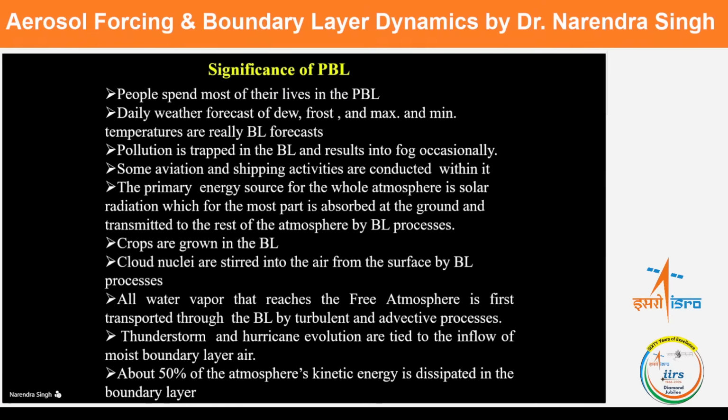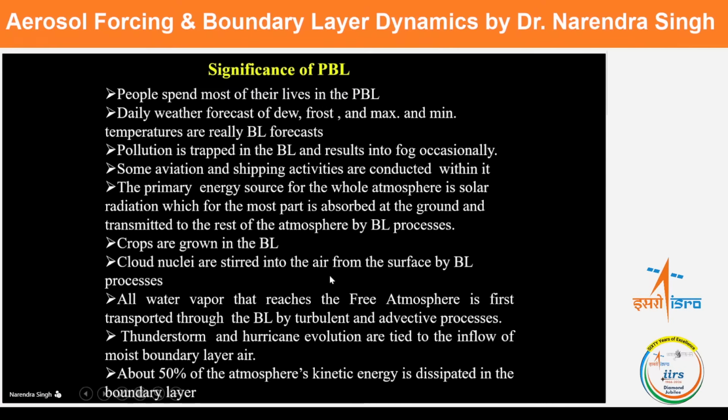The primary energy source for the whole atmosphere is solar radiation, which for the most part is absorbed at the ground. As I mentioned, the short wave radiation reaching the surface of the earth is absorbed by the earth's surface and then re-radiated back as outgoing long wave radiation, which is basically responsible for the heating of the atmosphere. So this is how the boundary layer responds to this heating. Then crops are grown in the boundary layer, all activities basically that we can think of.